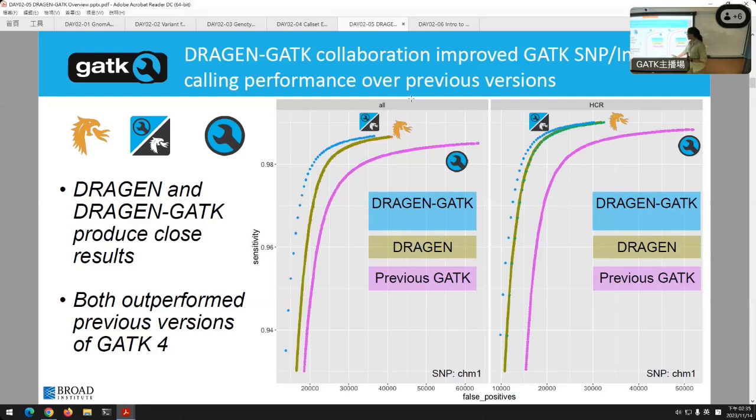Because as they go down here, it means that in order to reduce your false positives, you're having to take on a lot more false negatives. That's what a curve down here is. Up here, it means you're able to do filtering better without introducing more errors, basically. And you can see that the old classic GATK did okay. Dragon did better, and DRAGEN-GATK actually does even better. That's why we bother with it, because ultimately, we're trying to get better results.